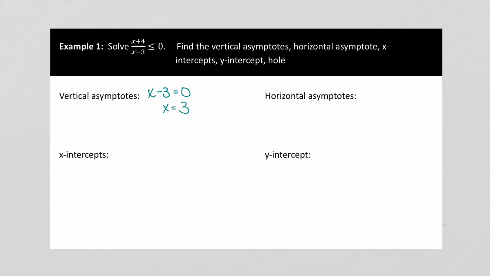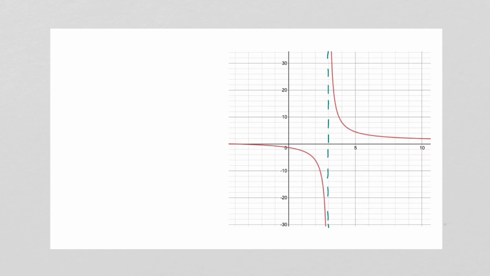The horizontal asymptote, since the degree on the top is equal to the degree on the bottom, they're both 1. And the leading coefficient on the top is 1. The leading coefficient on the bottom is 1. So the horizontal asymptote is y equals 1.